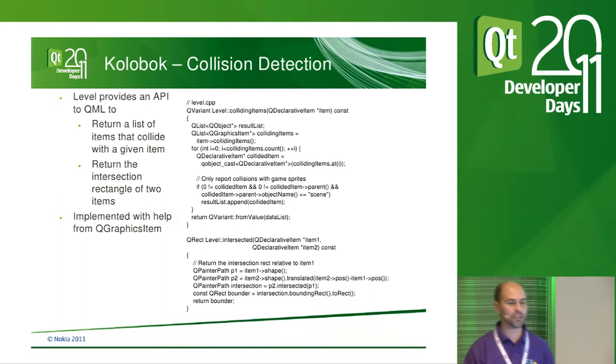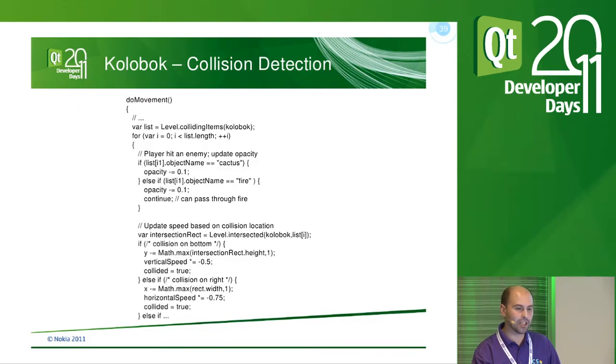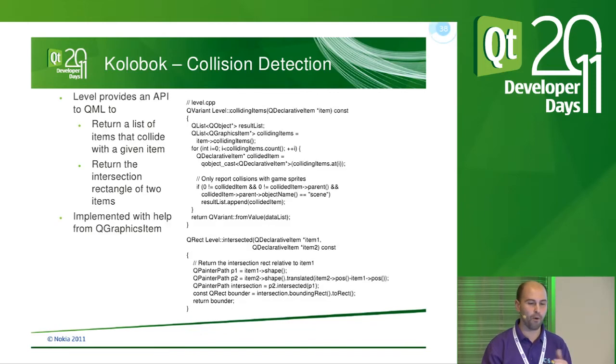We add 2 functions, colliding items and intersected. Intersected is going to find out that after we've actually hit an object, did we hit that object on the bottom or on the side? And we're going to use that to determine how much speed we should scrub off or if we should stop. So it turns out that in QML, you can take your items and pass them back up to C++, and they will appear as QDeclarativeItem pointers. We can then use those pointers to cast back to QGraphicsItems and do collision detection with the normal APIs.